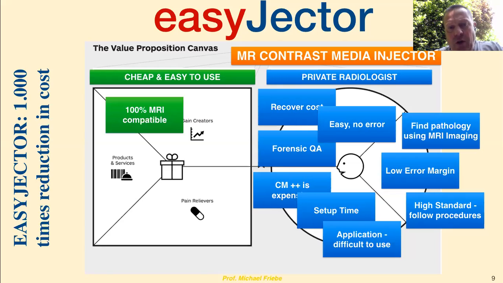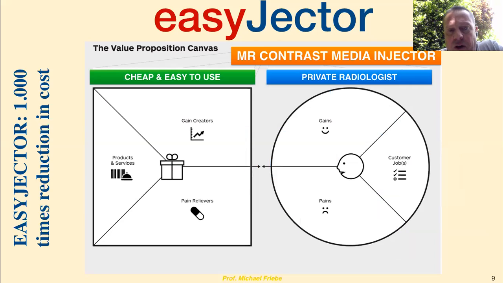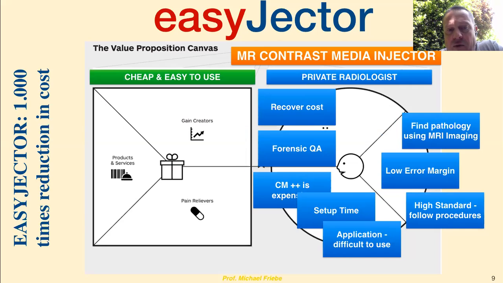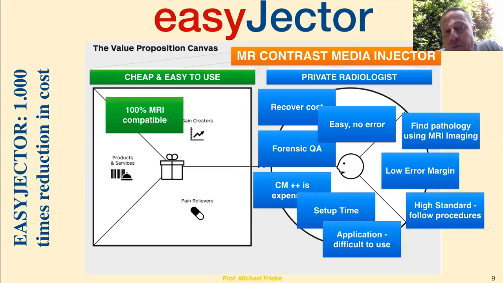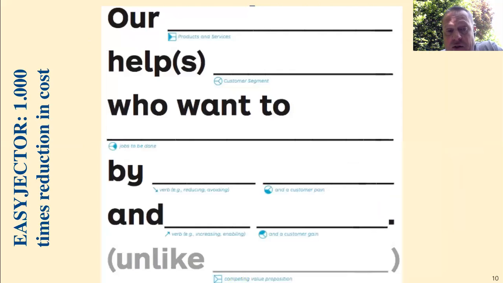So we were looking at what our device could do if you were to build one. What kind of gain creator would it have? It would be 100% MR compatible. If you, for example, use a completely plastic one, we would limit it to one flow rate, and that would provide very low investment and operational cost, etc.